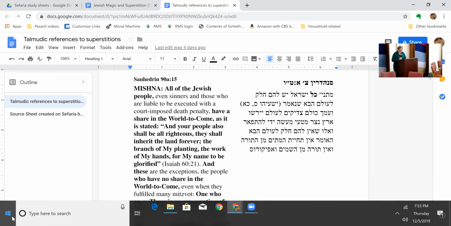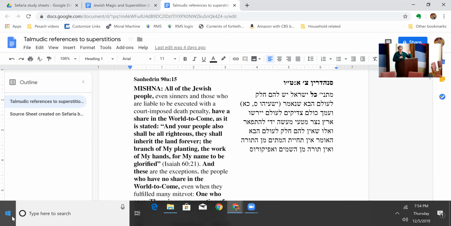Wonderful fun. Okay, so this first text we're going to look at, the Tractate Sanhedrin. It's the second text that will get to the point of why I selected it, but I wanted you to see the intro because it's a very famous little piece of Talmud. This is the opening, the Mishnah, the original text. It starts off: all of the Jewish people, even sinners and those who are liable to be executed with a court-imposed death penalty, so they committed a crime for which death was the penalty, have a share in the world to come. As it is stated, and your people also shall be all righteous. They shall inherit the land forever, the branch of my planting, the work of my hands, for my name to be glorified.